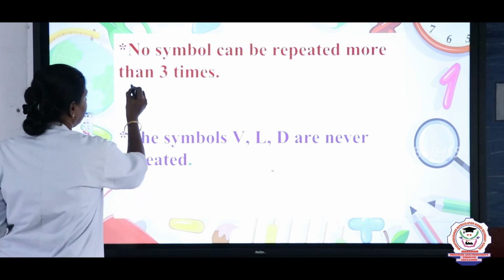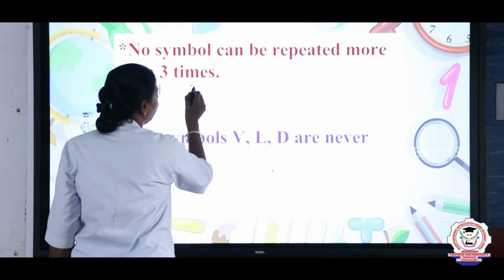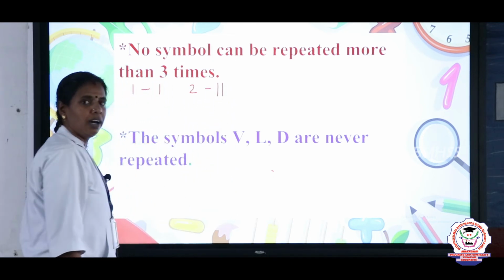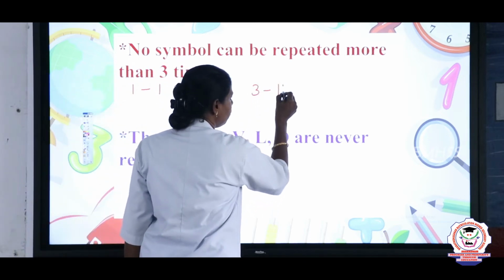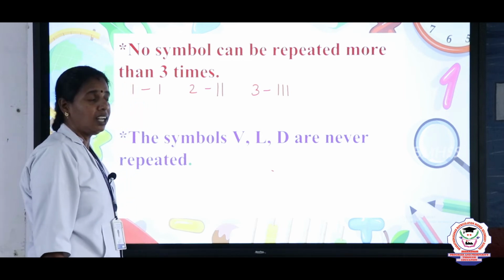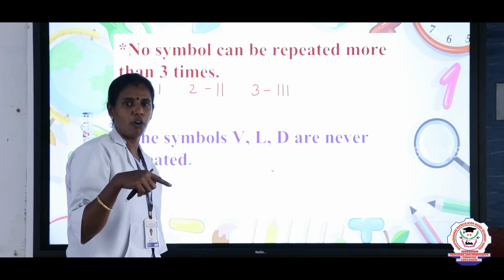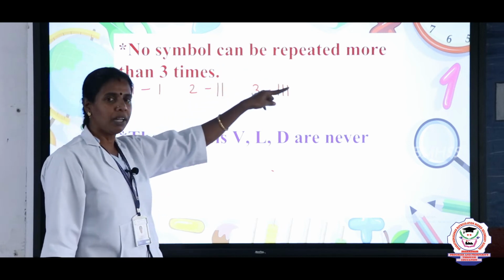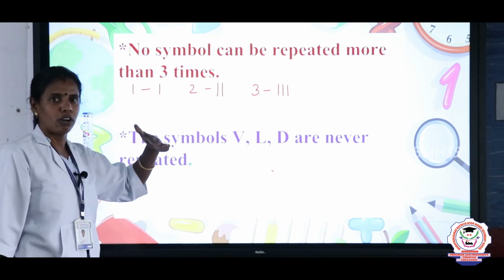For 1 the Roman numeral is like this, and then for 2 how can we write? If we write this I 2 times, this is Roman numeral 2, and for 3 also we can put 3 lines, which gives 3 as the Roman numeral, right? And for 4, shall we write 4 lines for the Roman numeral 4? No, because the rule is no symbol can be repeated more than 3 times. So then how to write 4?